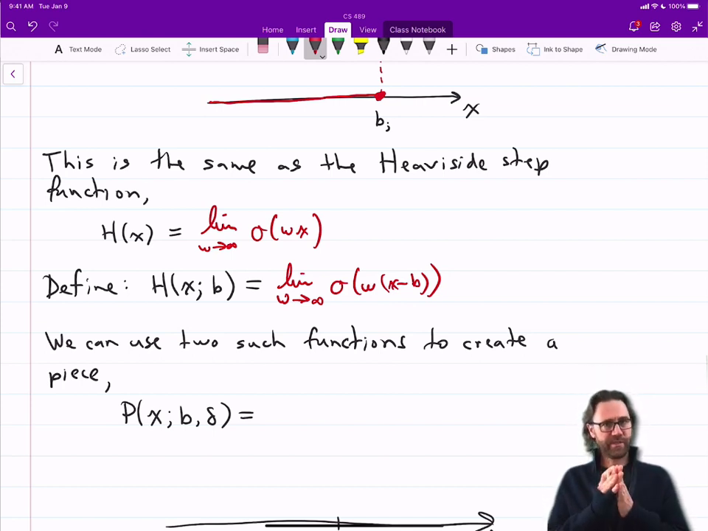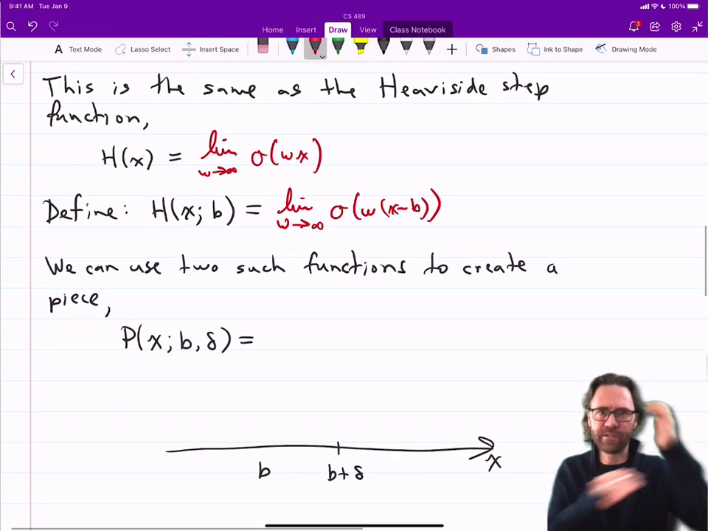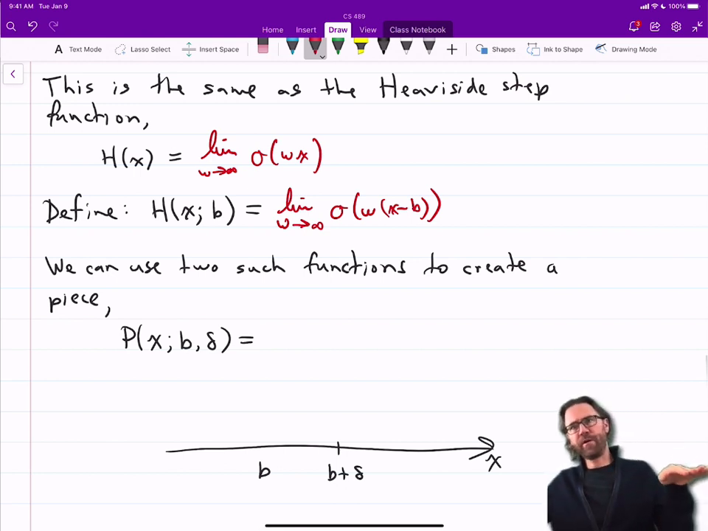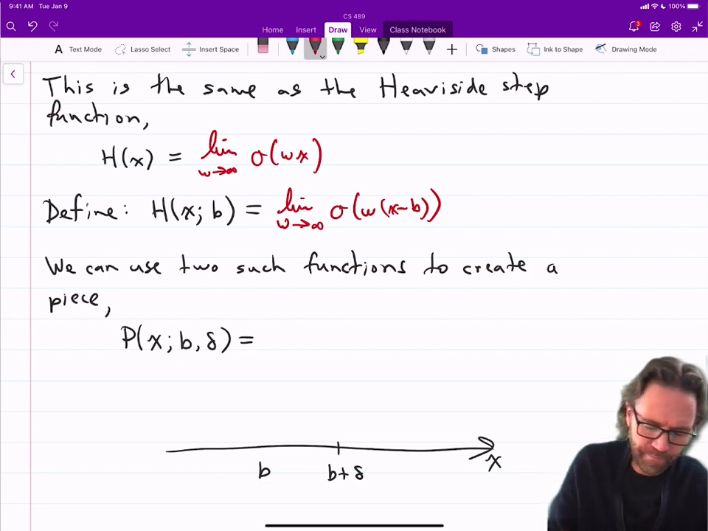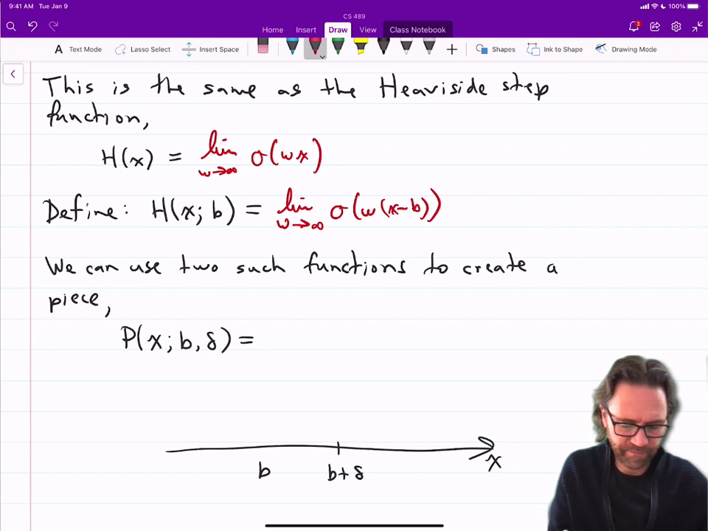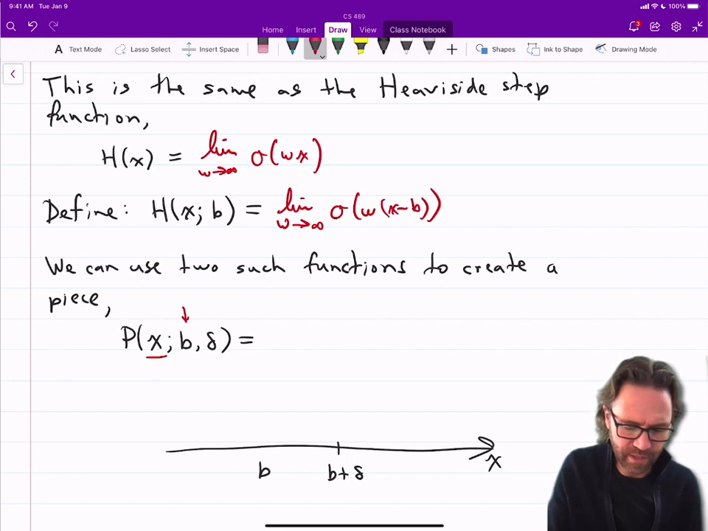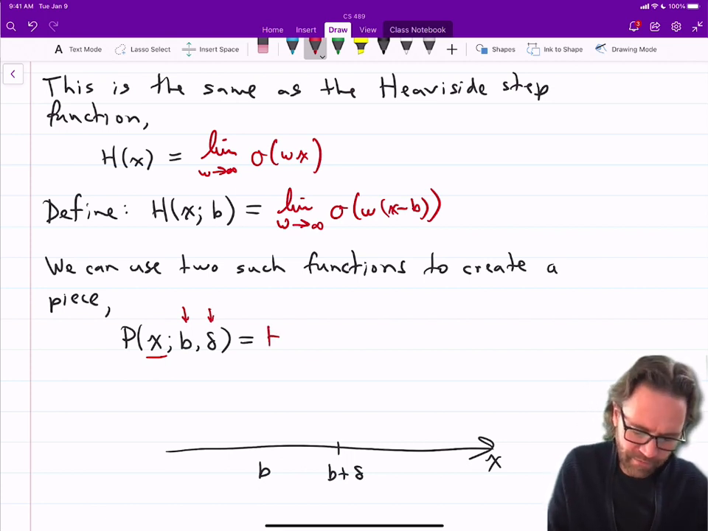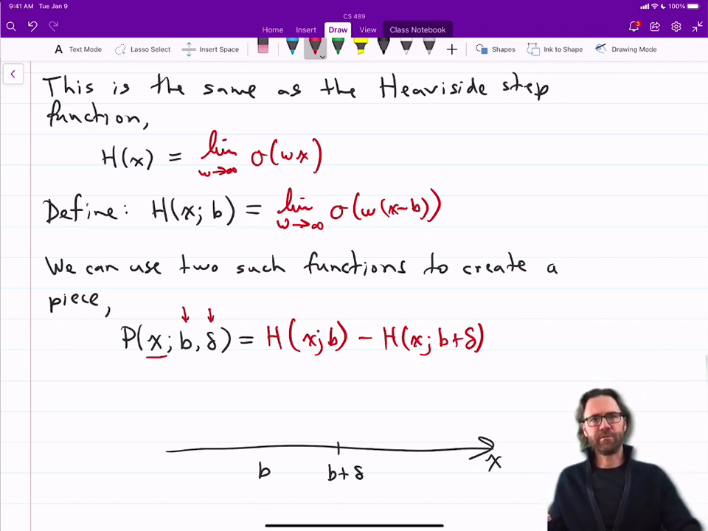Now we're going to use two Heaviside step functions to create what you might call a boxcar function. A function that's 0 way out far to the left, 0 way far out to the right, but in this little particular box, it's equal to 1. So this thing I'm calling a piece, p, is a function of x, and it has a location where it starts, then it's got a width, delta. I'm going to define it as Heaviside of x shifted by b, minus Heaviside of x shifted by b plus delta.